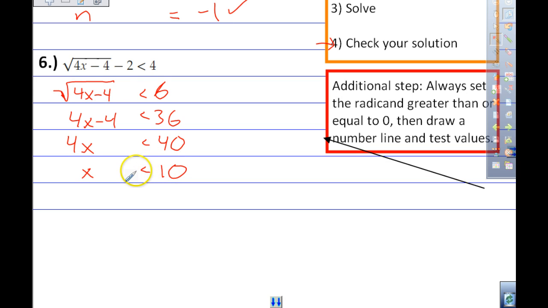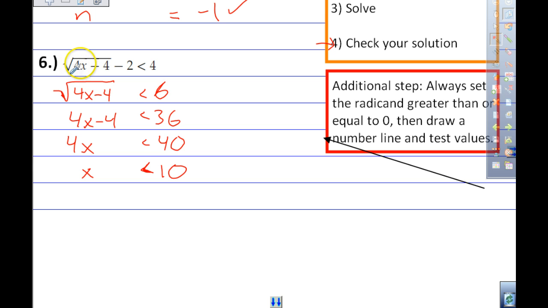So if I plug in any number less than 10, it should give me a true answer. So if I plug in 1, does that work? 4 minus 4 is 0, square root of 0 is 0, minus 2. Is -2 less than 4? Yes. So if I plug in 0, that should also work, because that's less than 10. Plug in 0, does it work?